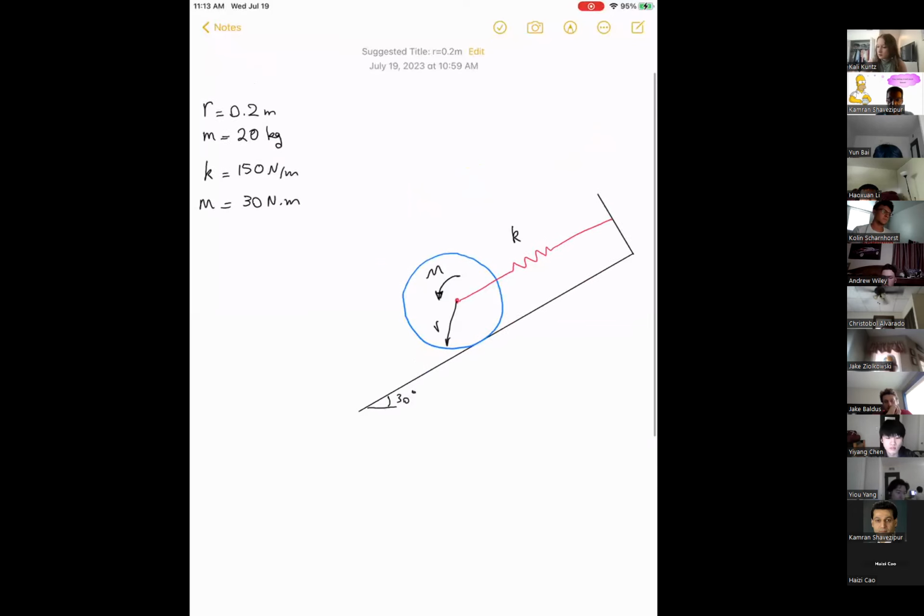This is how the problem looks. Now, please pay attention here. This is position 1. Let's just call this position 1. Okay? What happens when this rolls down and stops?